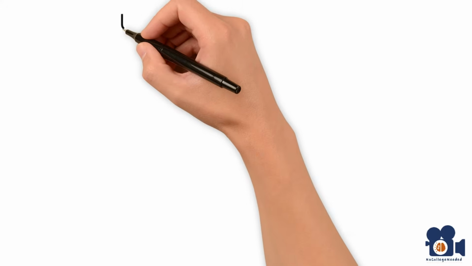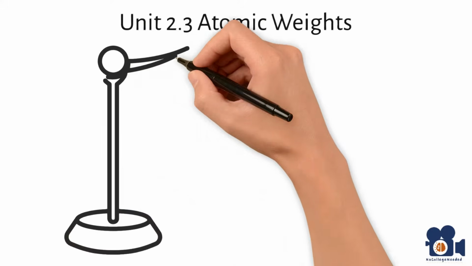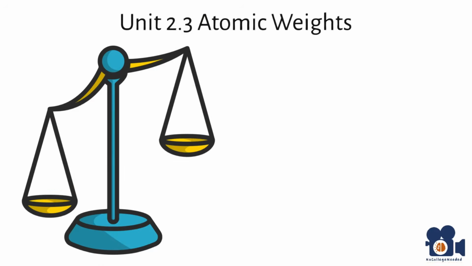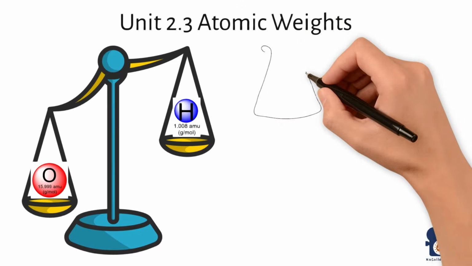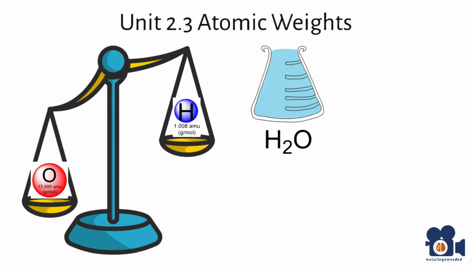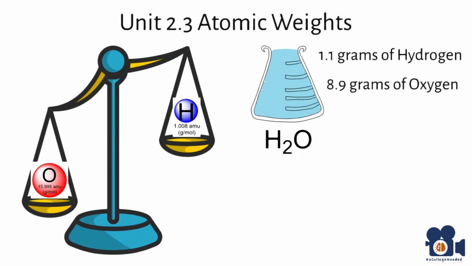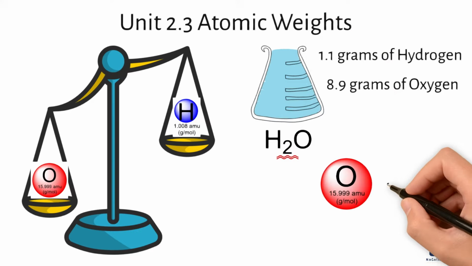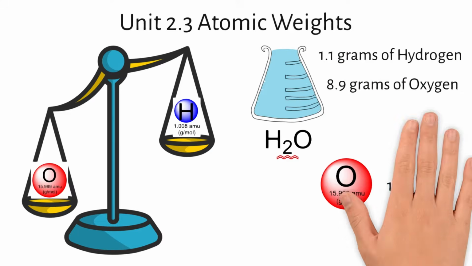This leads us into Unit 2.3, which goes over atomic weights. Atoms are technically small bits of matter, so therefore they have mass. However, atoms of different elements do not always weigh the same. For example, 10 grams of water with its chemical formula H2O has 1.1 grams of hydrogen and 8.9 grams of oxygen, even though there are twice as many hydrogen atoms, think H2, compared to oxygen atoms. Therefore, an atom of oxygen weighs approximately 16 times more than a hydrogen atom.